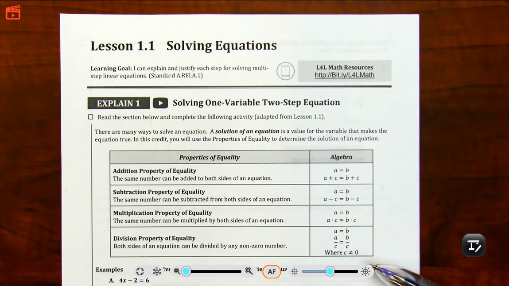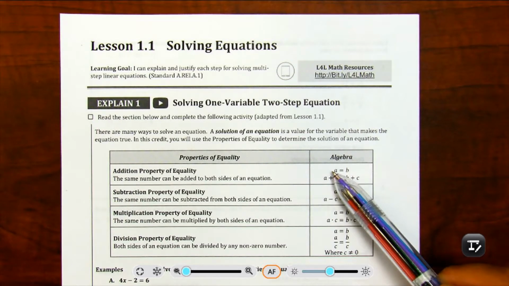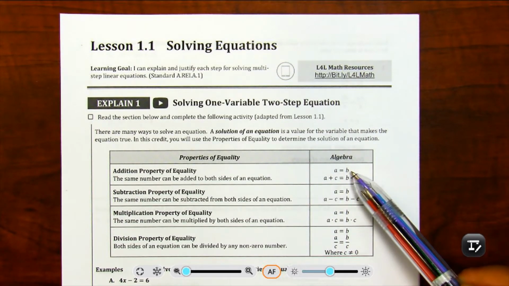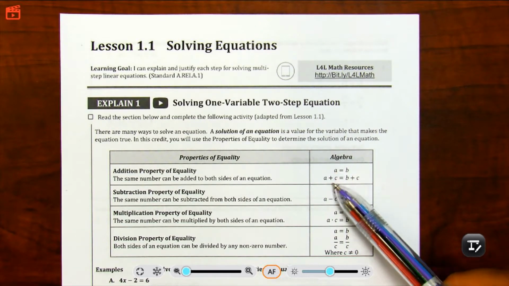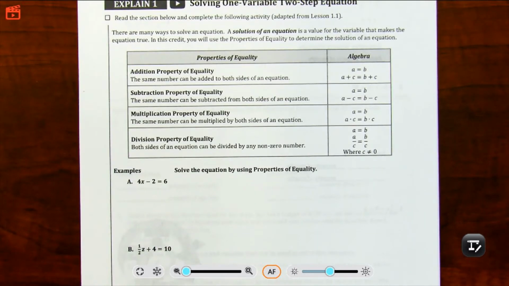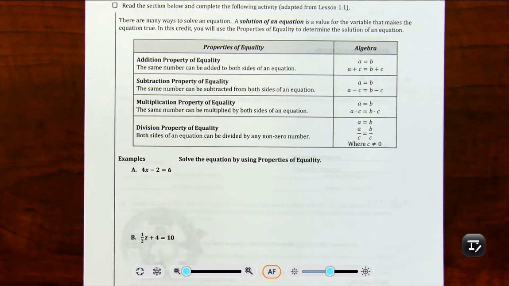So if you look at this equation, a equals b, this is one entire side, and this is another side. What we want to do is get the variable alone on this side and move everything to the other side by using these properties. So let's look at the first example. And with these examples, we also want to justify our step for each thing that we do. So for example A, we have 4x minus 2 equals 6.